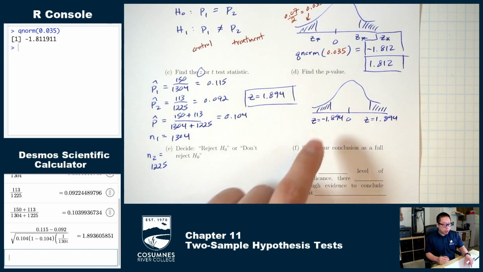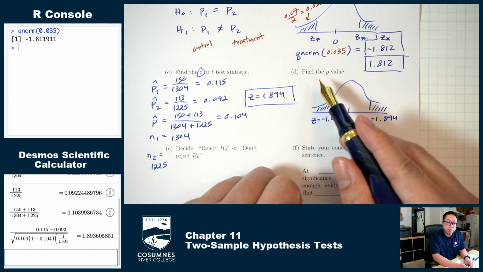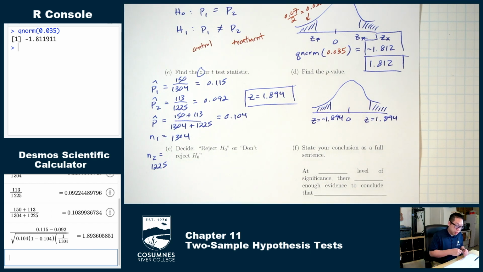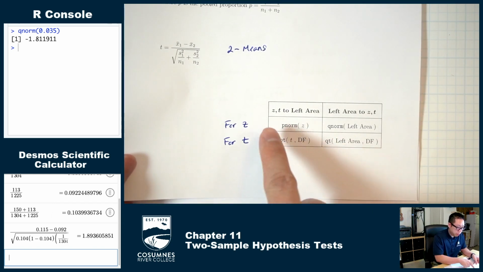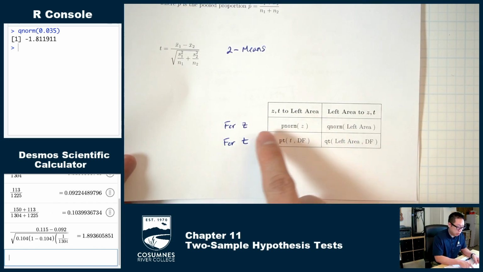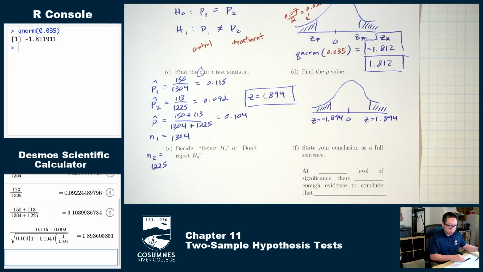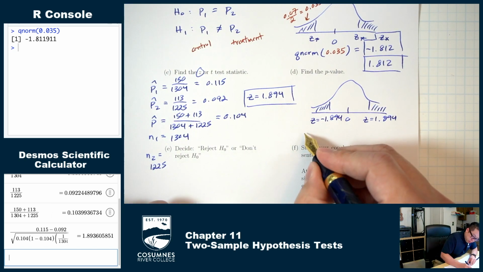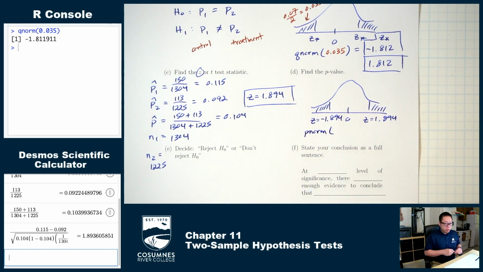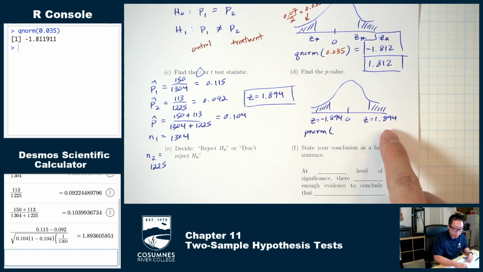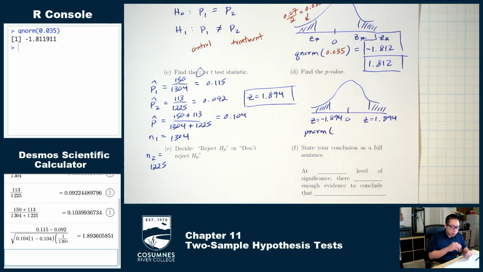And your job here is to find the shaded area. That's the p-value. This is really just a Z to area problem. So Z to area. Z to area for the Z situation is a p-norm. So we're going to p-norm something. What do you p-norm? Do you p-norm the positive 1.894 or do you p-norm the negative 1.894? So just like last time, p-norm always gives you the area to the left of whatever you plug into it.